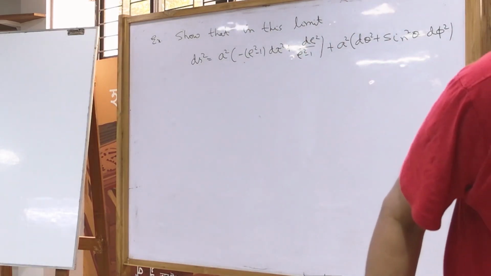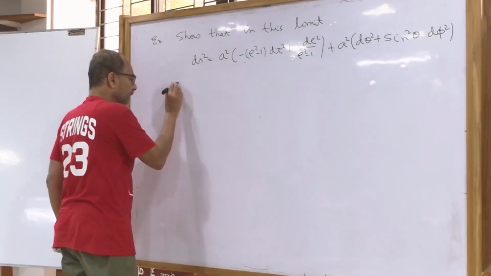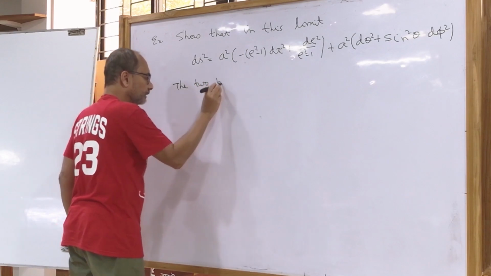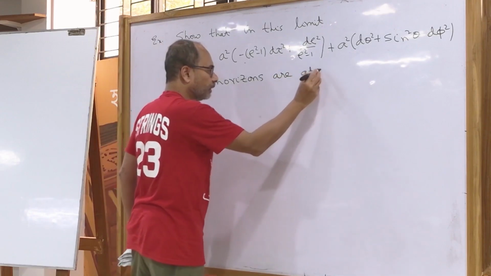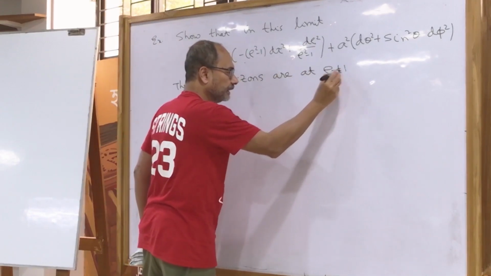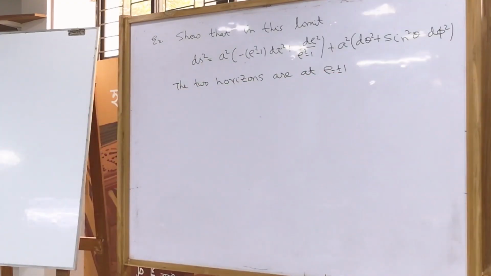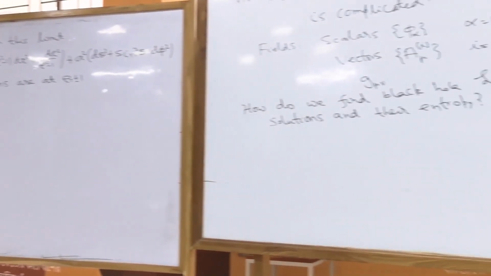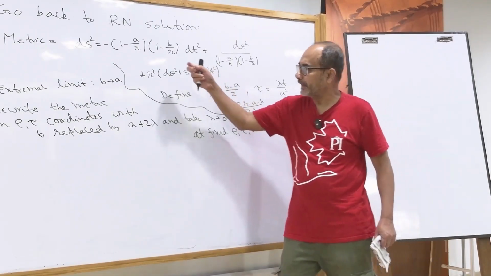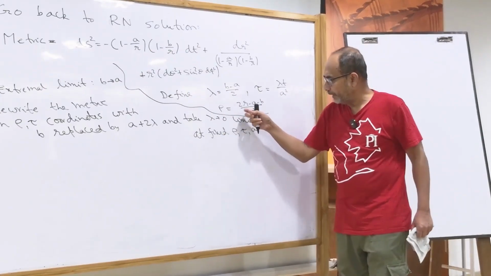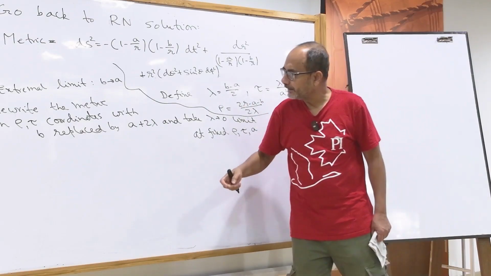So, what has happened here is that the two horizons are at rho equal to plus minus 1. In this rho variable, the horizons are at rho equal to plus minus 1. You can also verify it from here. The outer horizon was at r equal to a. So, at r equal to a, what happens to rho? Rho becomes a minus b over 2 lambda.